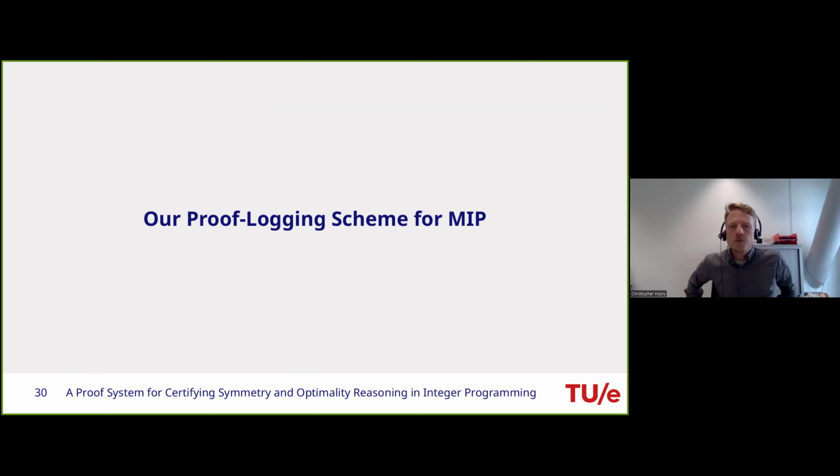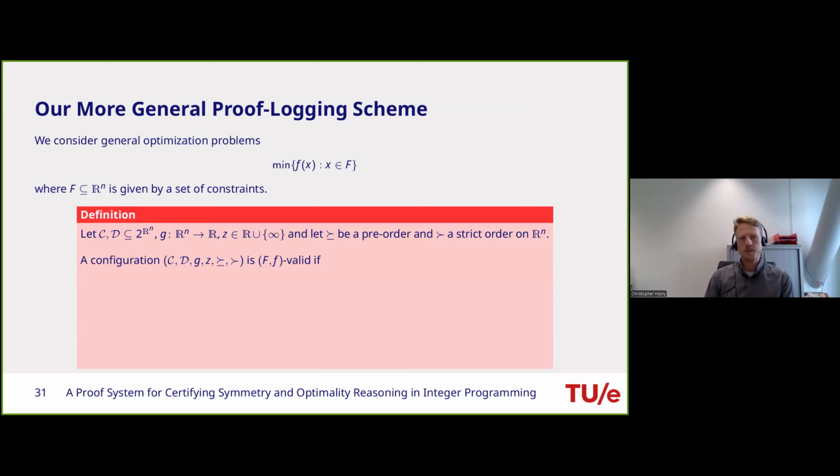And this leads me finally to the definition of the proof logging scheme that we propose for mixed integer programs. And as you will see, there are lots of similarities with this framework of Bogaerts and others, but there are some slight and subtle differences. In the following, I want to talk about optimization problems in a very general language. So I assume that we are minimizing some objective function f, subject to x contained in some feasible region F. And I again assume that this feasible region is defined by some sets of constraints, for instance, linear constraints, if you want, for the world of MIP.